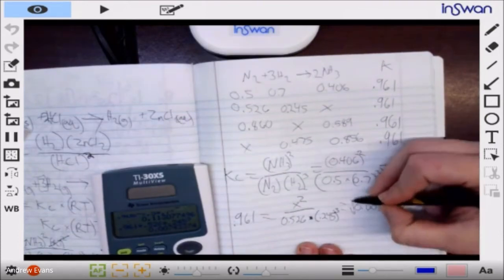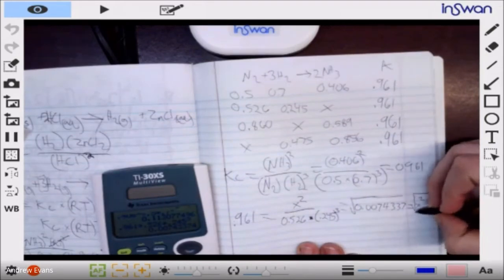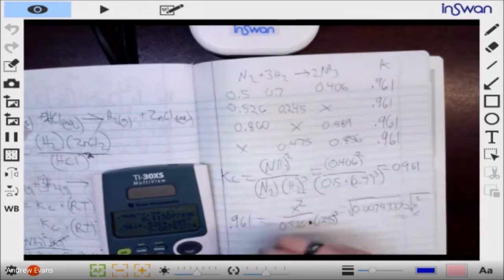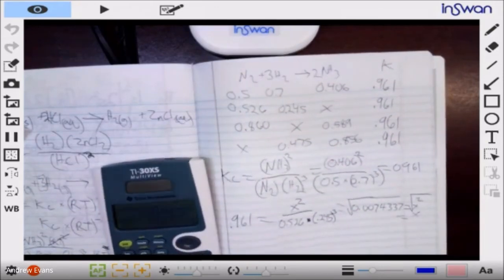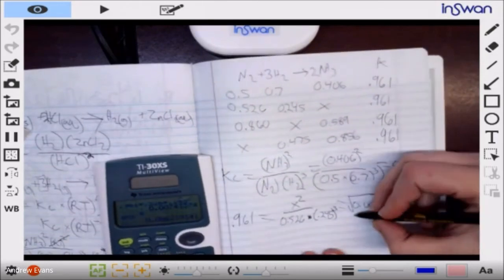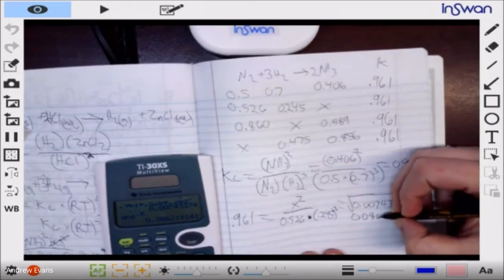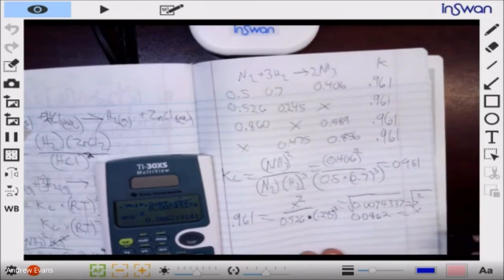I'm going to square root both sides, and that's going to give us x. You can either square root or raise it to the half power, which is the same as a square root. So my answer is 0.0862.